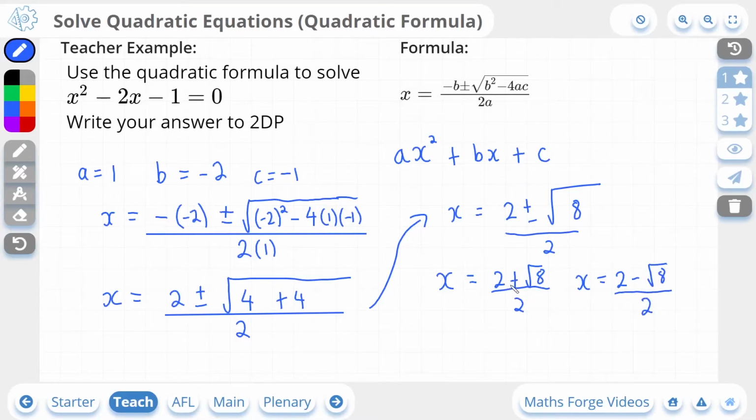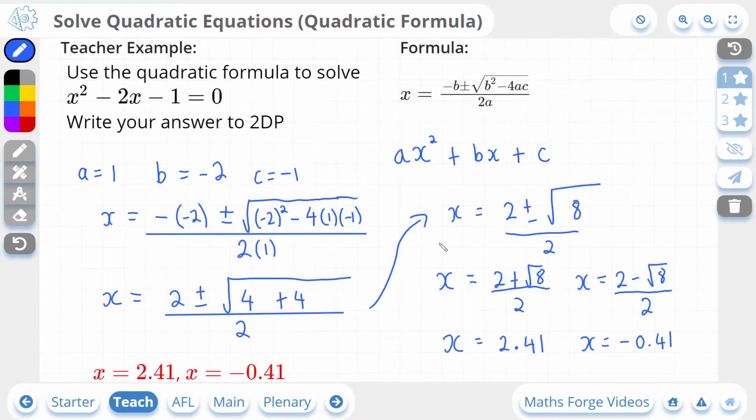Now we can input these values into our calculators and get the 2 solutions. So the question is asking us to write our answer to 2 decimal places. So for x is equal to 2 plus root 8 over 2 to 2 decimal places, the answer is 2.41. And for x is equal to 2 minus root 8 over 2, the answer to 2 decimal places is minus 0.41. And if we check our answer, there it is.